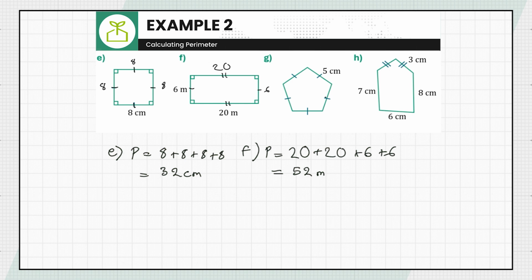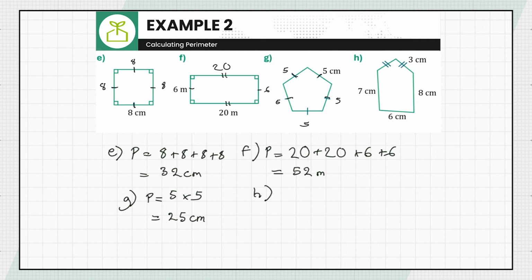Now here we have a pentagon, and we have all equal sides, so every single one of these is going to be equal to 5. So our perimeter for G is going to be equal to 5 groups of 5, or 5 times 5. And 5 times 5 is just going to be equal to 25 centimeters.